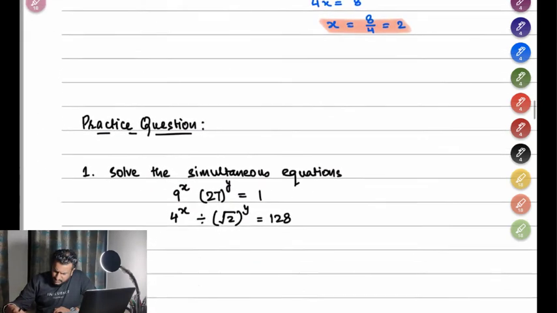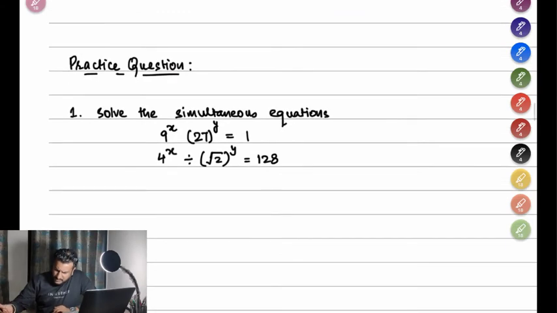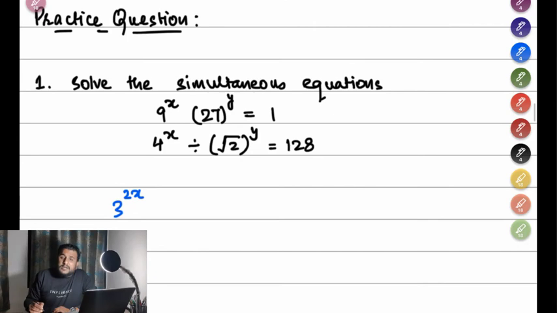Okay, let's do one more practice question over here. Now there are two equations and we need to solve simultaneous equations. Okay, no problem. Let's start with the first equation. I can write the first equation as 3 to the power 2x. And for the second equation, I know 27 is the cube of 3, so I can write 3 to the power 3y is equal to 1. Now this is very important over here.